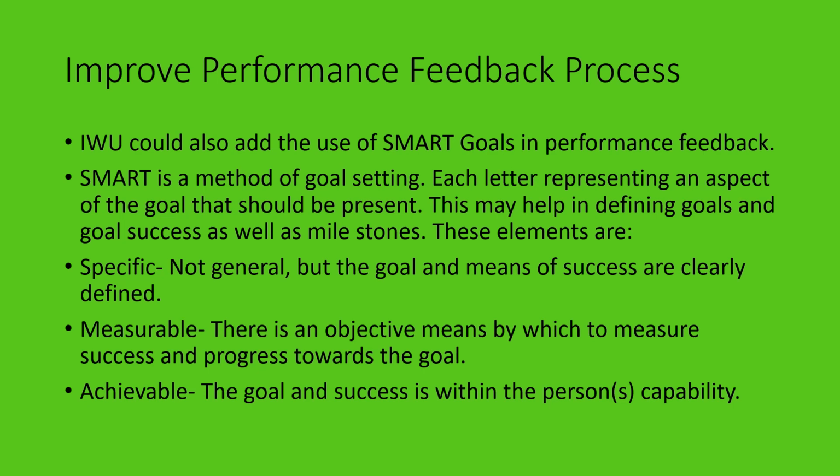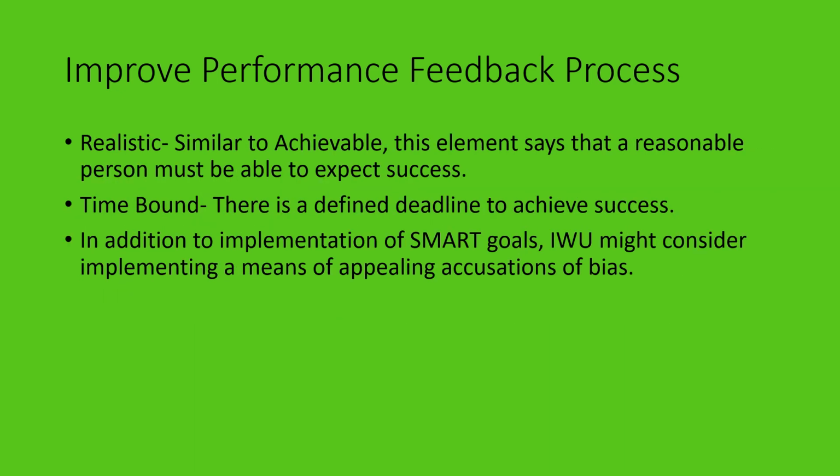That goal is 95% accuracy. Measurable. Yes, we count how many of these calculation sheets have been done, how many were perfect, how many had errors, and convert that into a percentage. Achievable. An 8% improvement over the course of 1 year certainly is realistic and achievable. Time bound. Yes, this goal must be hit within 1 year's time. Therefore, this is a good example of a SMART goal.